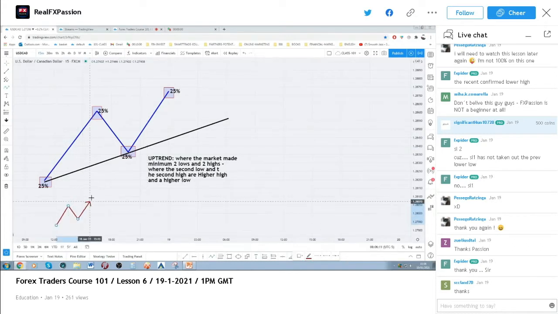Okay, the definition of an uptrend: where the market made a minimum of two lows and two highs. It can have more, right? You can have 20, 200, 2000 highs and lows if you want, but what is an uptrend? The definition of the uptrend is where the market made a minimum of two lows and two highs, like in here, where the second low and the second high are higher. Can the first high be a lower high? Is that also okay? Thank you, Spider. No, a lower high is not okay. Great question. A lower high is not okay in an uptrend.